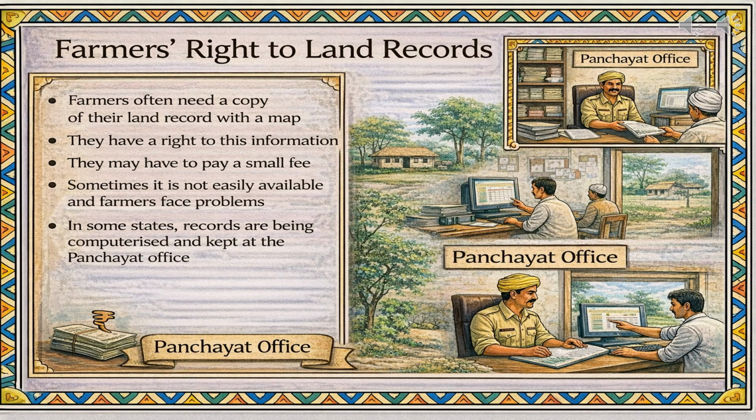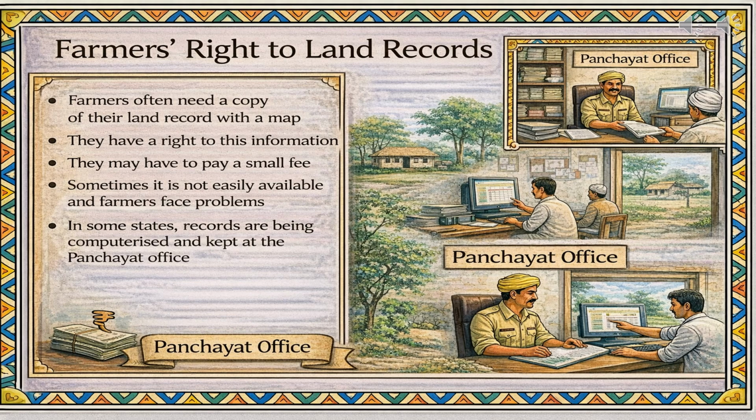Now let us understand an important right that farmers have in rural administration. Farmers often need a copy of their land record along with the map. They may need it for many reasons like loans, selling land, or solving disputes. Farmers have a right to get this information from the government. In many cases, they may have to pay a small fee to get the copy. However, sometimes these records are not easily available, and farmers may face problems in getting them on time. To solve this issue, in some states, land records are being computerized. These records are often kept in the panchayat office, so that farmers can access them more easily.